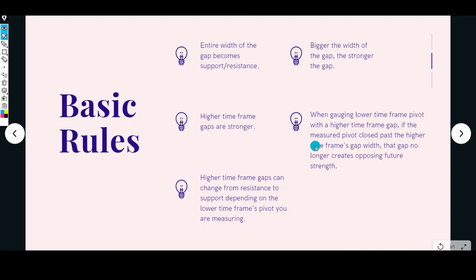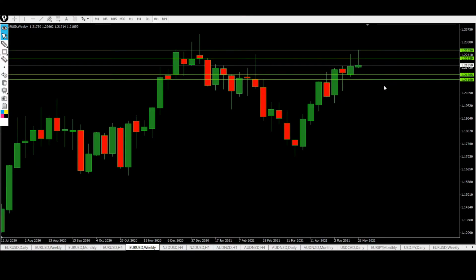Number 4. When gauging the lower time frame's pivot with the higher time frame gap, if the measured pivot closed past the higher time frame's gap width, that gap no longer creates opposing future strength. Let me explain this. On this weekly chart, there were two gap areas, one up here and one down here. These weekly gap levels are reflected on the 4-hour chart. So let's go over there.